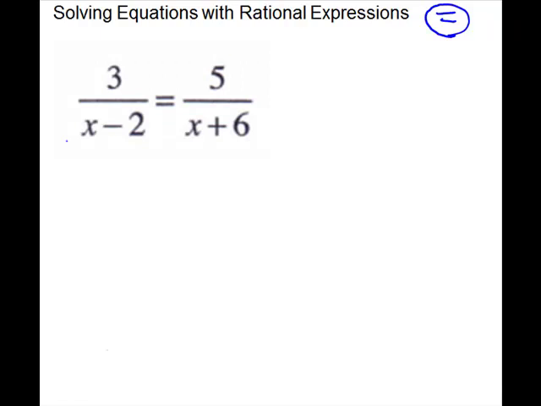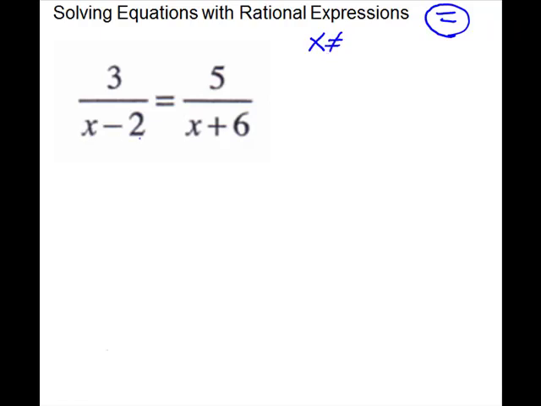So for this problem, when we look at it, first thing we want to notice is it is a solved problem. It has the equals. This one is a proportion because it has one fraction on each side. So we will solve it with that technique. The first thing you have to do after you decide it's an equation is check about your domain. So we're going to have to throw away two values here, anything that would make a denominator 0.